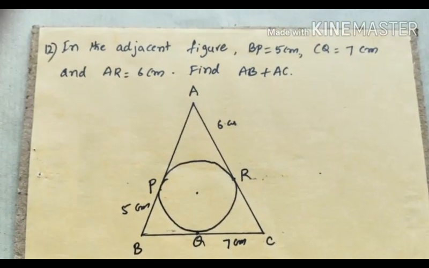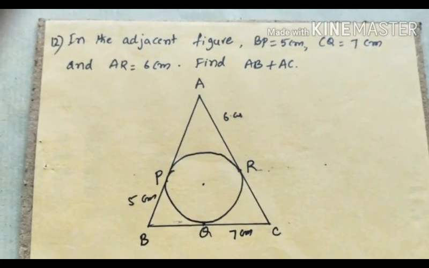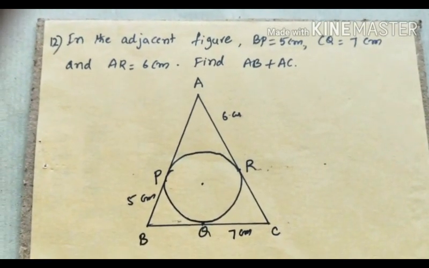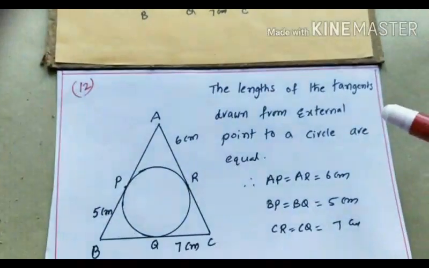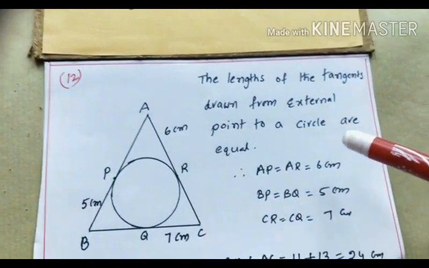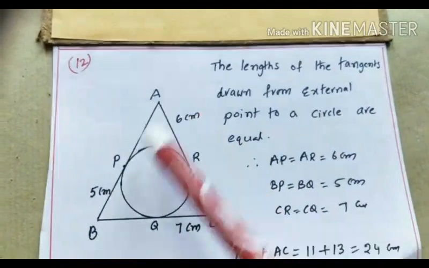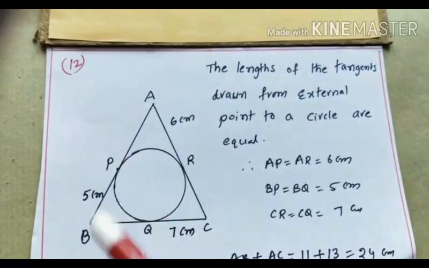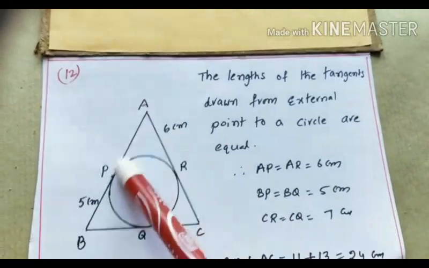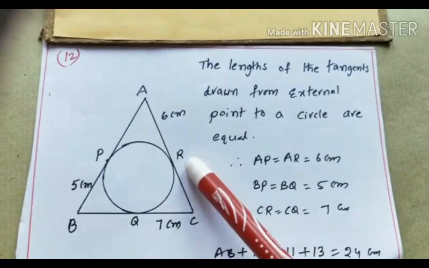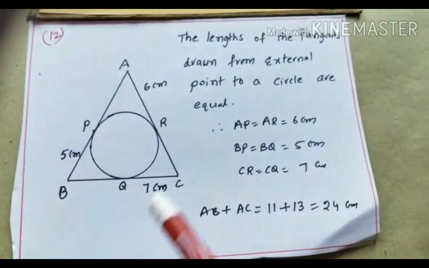Here is the 12th question. In the adjacent figure, BP equals 5 centimeters, CQ equals 7 centimeters, and AR equals 6 centimeters. Find AB plus AC. So see this. The lengths of the tangents drawn from an external point to a circle are equal. So here AR equals AP, BQ equals BP, CQ equals CR. So AP is 6 centimeters, CR 7 centimeters, BQ 5 centimeters.